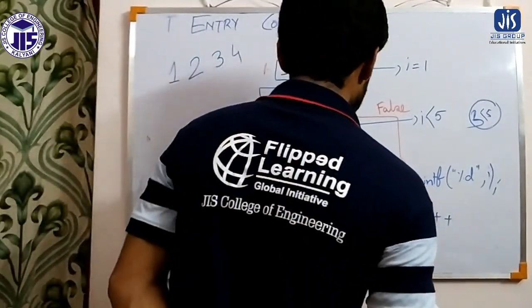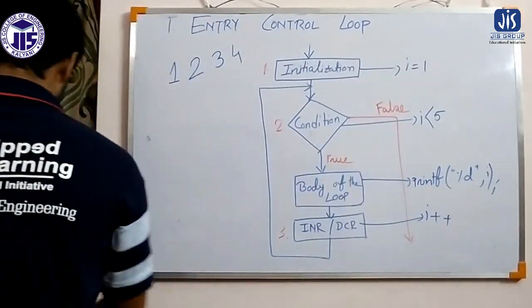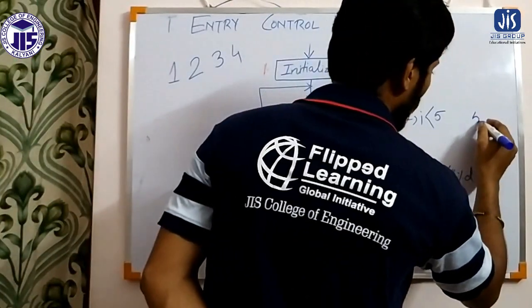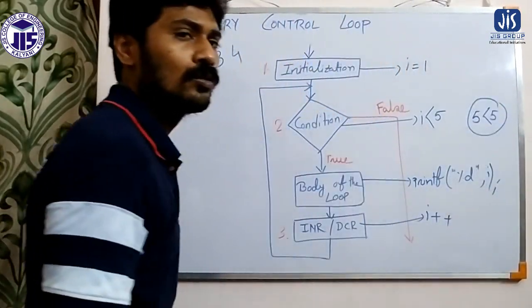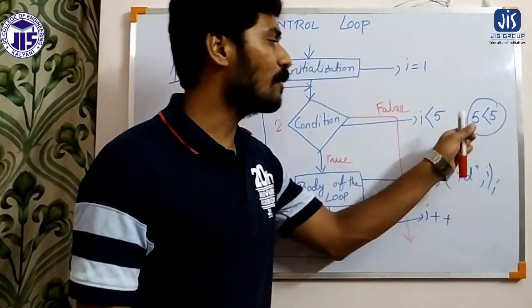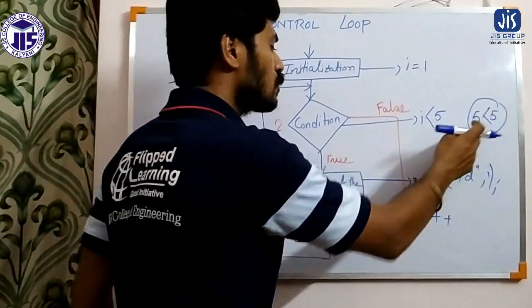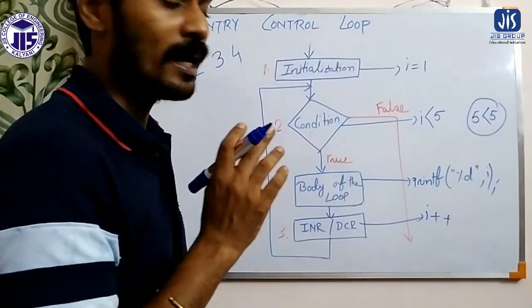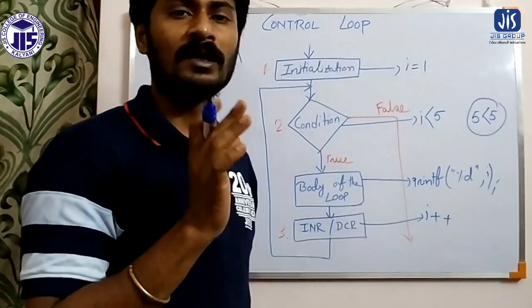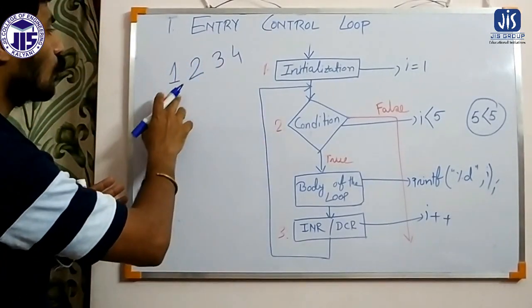So when the value of I is 5, the condition is 5 less than 5. This condition is not true, because 5 is not less than 5, 5 is equal to 5. So when the condition is false, it will get out. That means the body of the loop will no more execute, the increment will no more be done, and it will stop the loop. So basically we have got the output 1, 2, 3, 4.